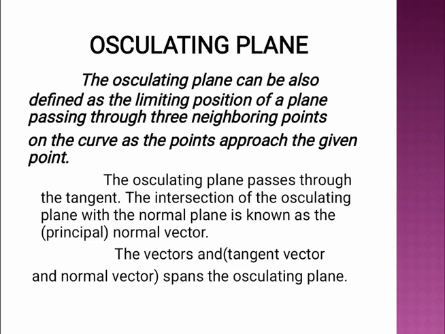The next one is the osculating plane. The osculating plane can also be defined as the limiting position of a plane passing through three neighboring points on the curve as the points approach the given point. The osculating plane also passes through the tangent line. The intersection of the osculating plane with the normal plane is known as the principal normal vector. The tangent vector and normal vector span the osculating plane.